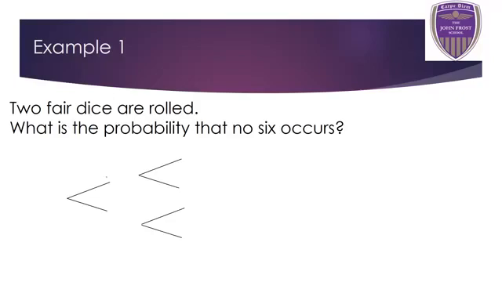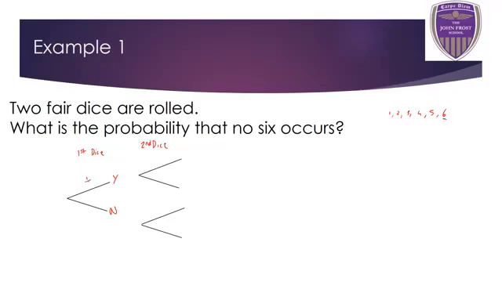Okay, so again, two fair dice are rolled. This is your first dice here, and this will be your outcome on your second dice. So what's the probability that no 6 occurs? You're either going to get a 6, yes, or no, you're not going to get a 6 with your first dice. On a dice, there are 6 possible outcomes: 1, 2, 3, 4, 5, or 6. So the probability that you do get a 6 is 1 out of 6.